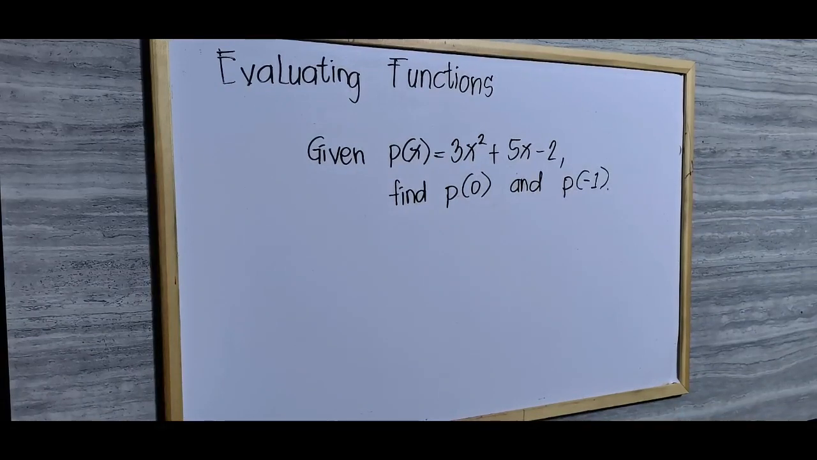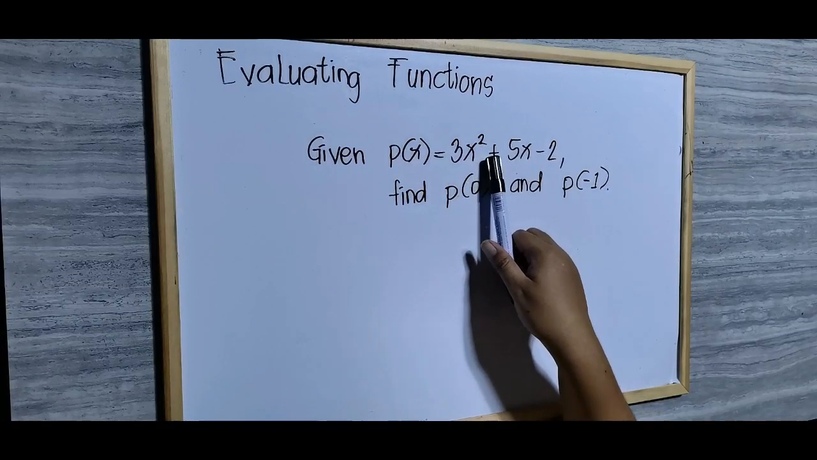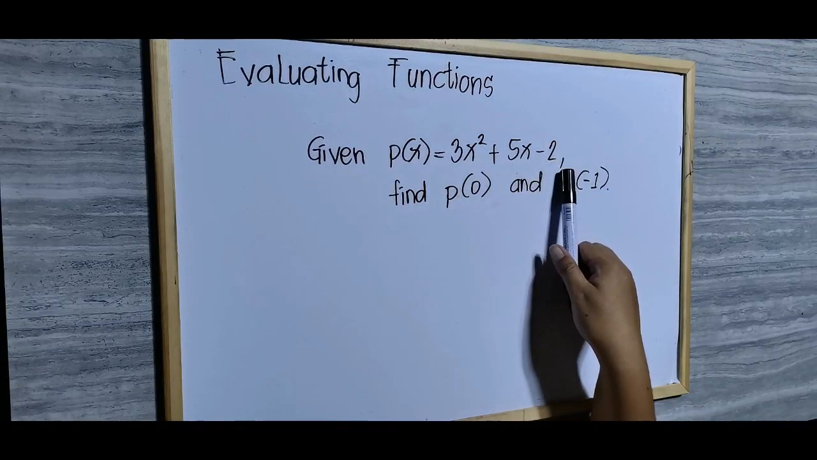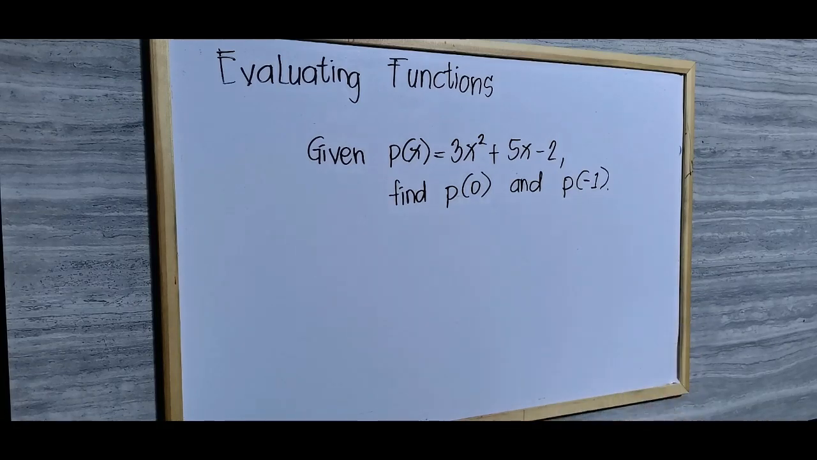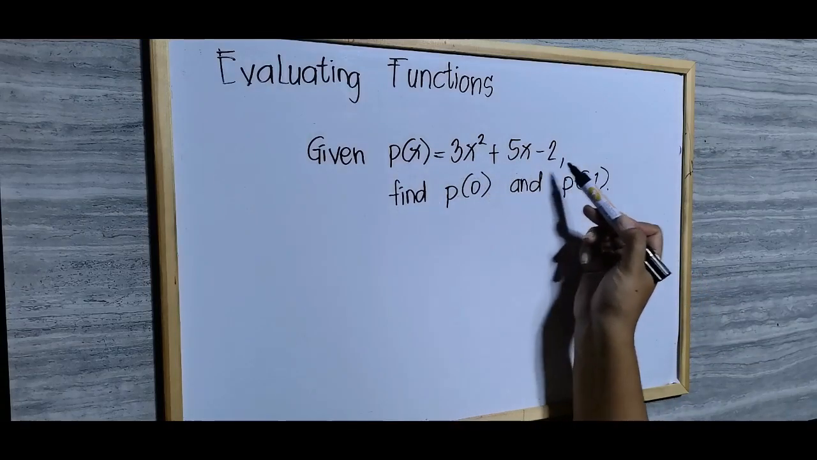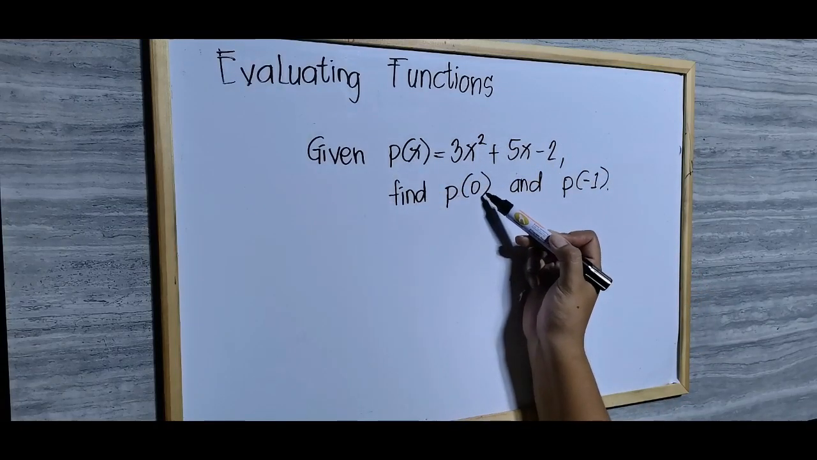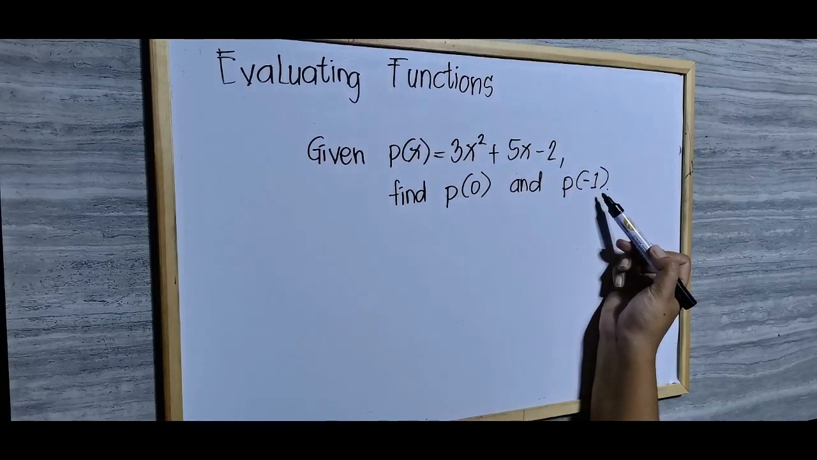Next, let us proceed with this given. P of x is equal to 3x squared plus 5x minus 2. Find P of 0 and P of negative 1. So, pag ganito anak yung sitwasyon, treat this as separate problems. So, ang ibig sabihin, what is the value of P of x when x is 0? What is the value of P of x if x is negative 1?